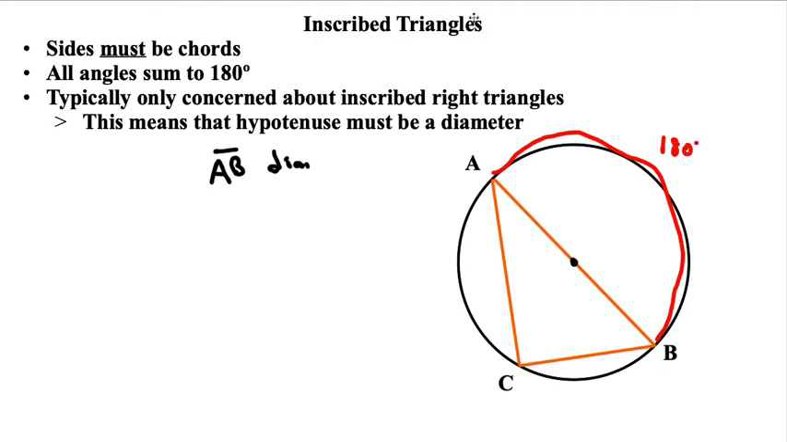Why is that important? If you look, angle ACB is an inscribed angle. It's formed by those two chords, which means it must be half of that 180 degrees, aka 90 degrees. That then means that if 90 is taken up, the other two angles must add to 90, just like a normal right triangle. Key thing, one of the sides is a diameter, and you can tell because typically they'll put the center in there.